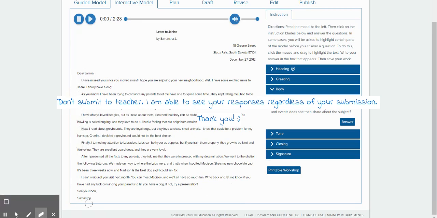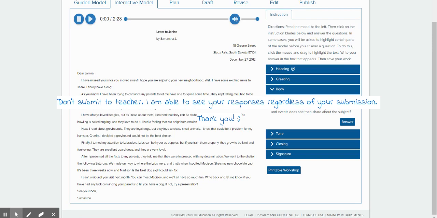Okay, so anyway, now what I want you to do is highlight the sentence or a phrase where Samantha introduces her main subject. Okay, you need to reread it until you understand. The subject is what that whole friendly letter is going to be about, okay? What ideas and events does she then share about the subject?